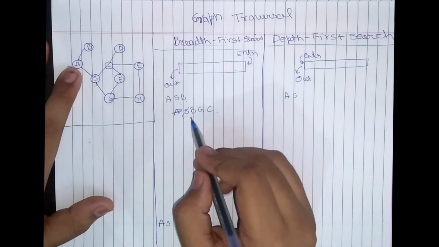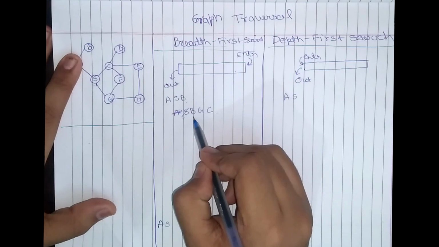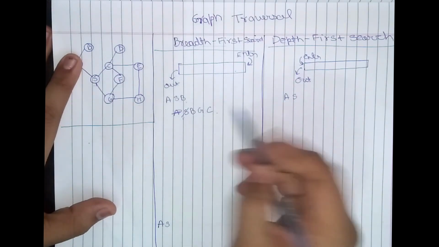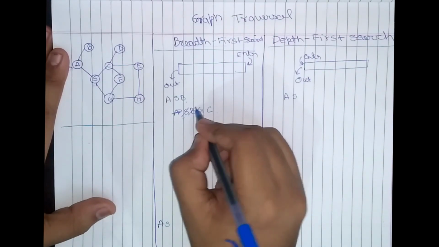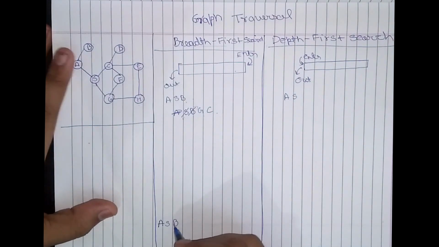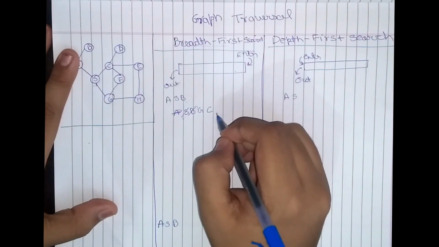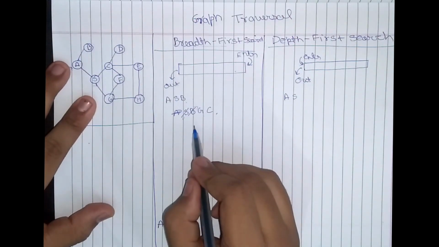Now we can clearly see we'll first check out B rather than G. So we will now check out B, and B will come here. Does B have any children? No, so nothing will be added at the back. And then now we can start with G.